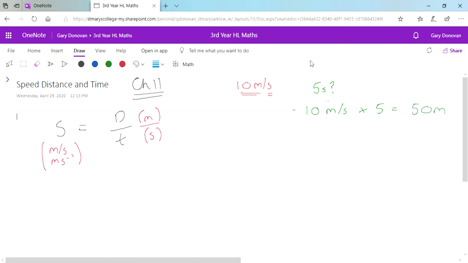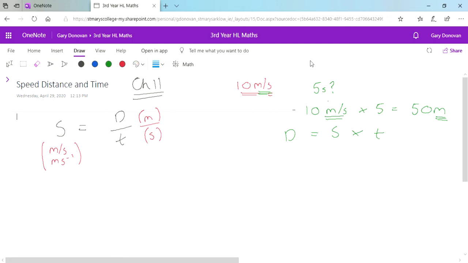Now what we've done there is we've actually rearranged the equation without actually thinking about it, just by looking at the units. Distance is the speed times time. 10 meters per second for 5 seconds is 50 meters. Notice as well how I got my unit for distance as meters, because this is in meters per second.